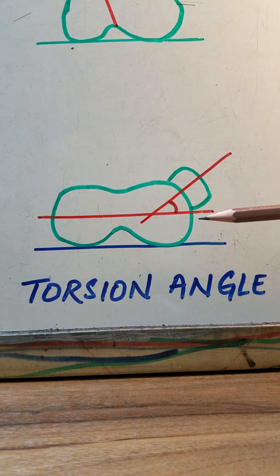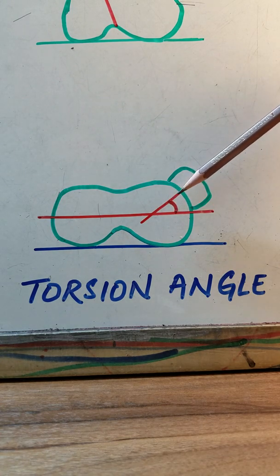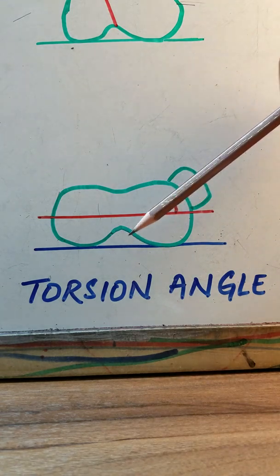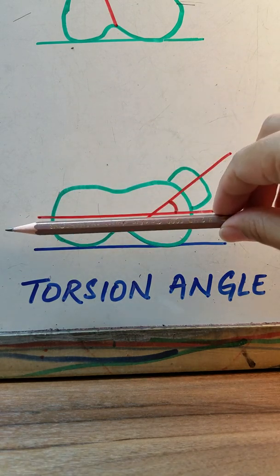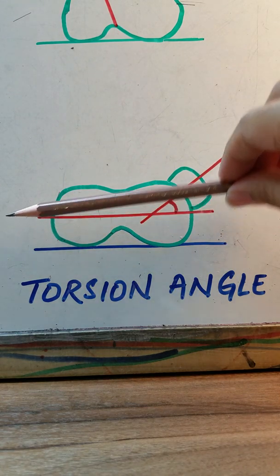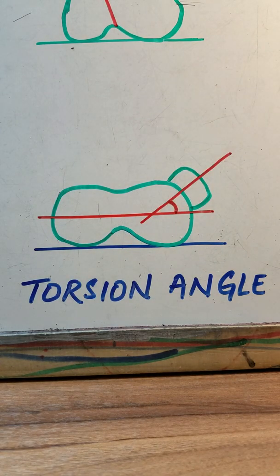So if we pass a line through the two condyles, and then another line, the same one that we talked about previously, when we were talking about the angle of inclination, the line which passes through the neck of the femur, or the axis of the neck of the femur. So the angle between these two lines, a line which passes through the two condyles of the femur and the axis of the neck of the femur, is known as the torsion angle. And this torsion angle is about 10 to 15 degrees in adults.